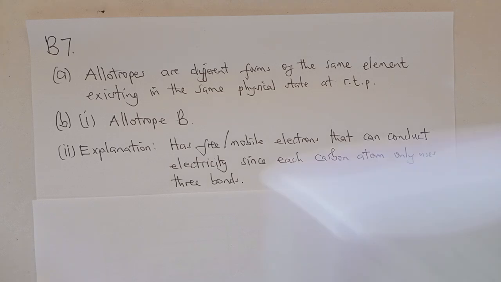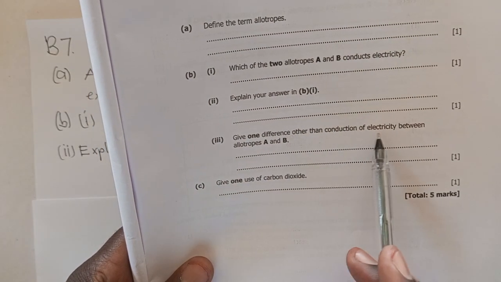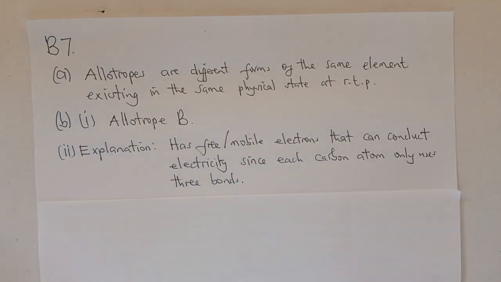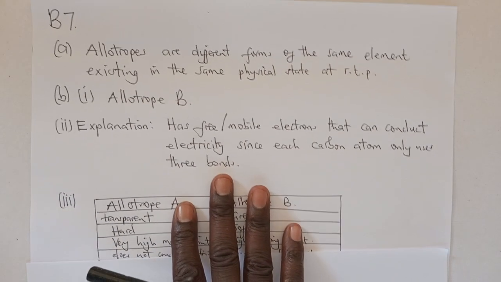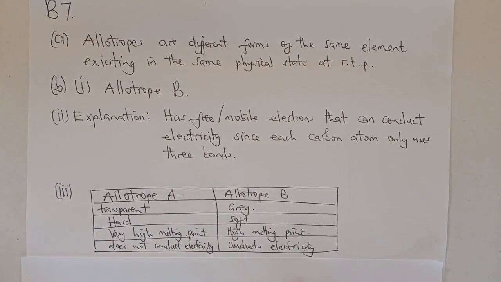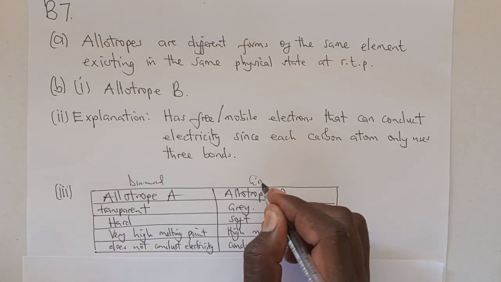The next question says, give one difference other than conduction of electricity between allotrope A and B. Of course, I mentioned them, but I decided to write them like this, okay? I decided to write them like this so that you can pick your favorite. Of course, apart from this, mention any other difference. So there is this one, which says allotrope A, which is diamond. This one is diamond, and this one is graphite.